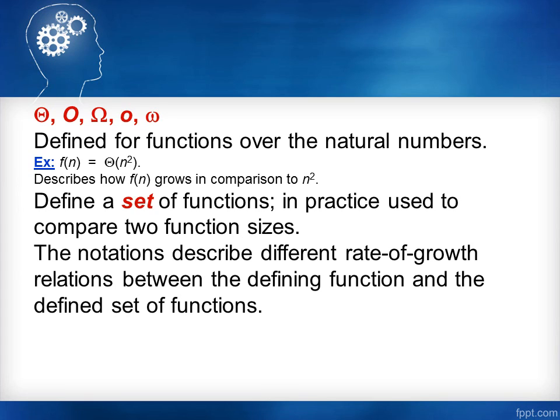Coming to the big O notation, it is a method of representing the upper bound of an algorithm's running time. Using the big O notation, we can denote the longest amount of time taken by an algorithm to complete. And coming to the second one, omega notation, it is a method of representing the lower bound of an algorithm's running time. Using this notation, we can denote the shortest amount of time taken by an algorithm to complete.